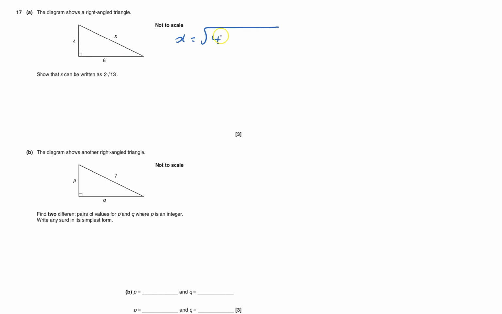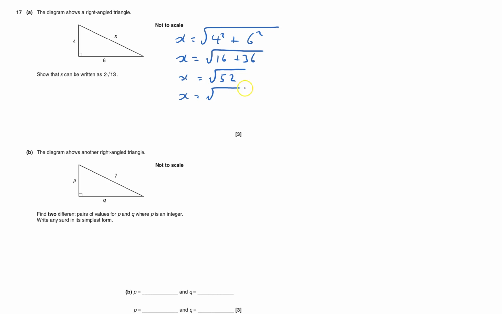So that'll be 4 squared plus 6 squared. So x equals the square root of 16 plus 36. So x equals the square root of 52. And now I've got to see what number goes into that, which is a square number, and I can see that 4 goes into that. It's the biggest square number which goes into that.